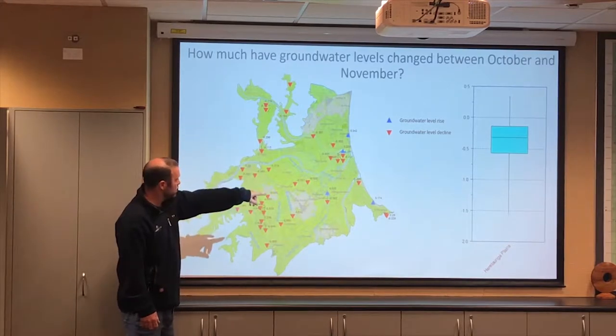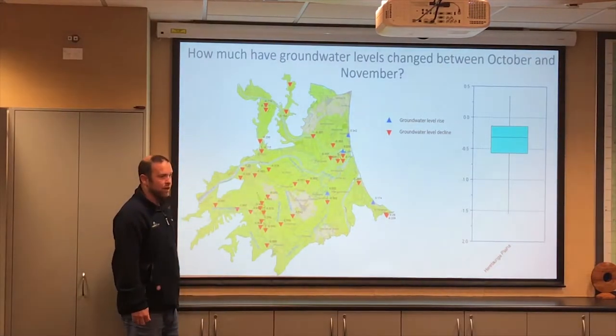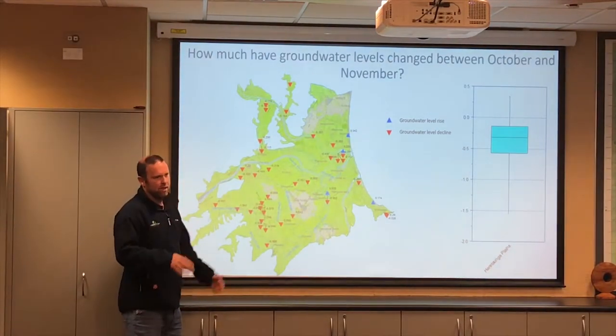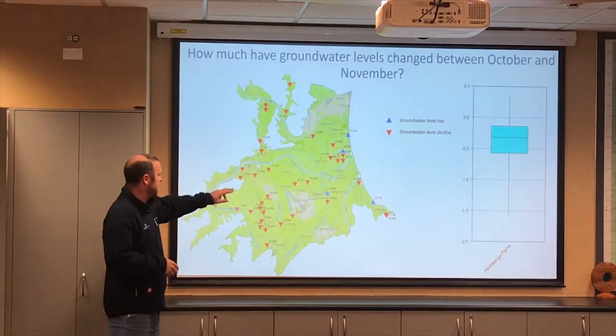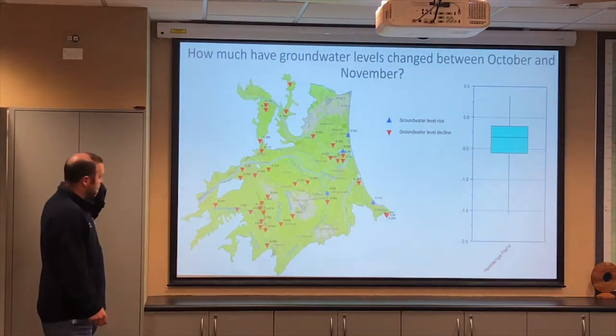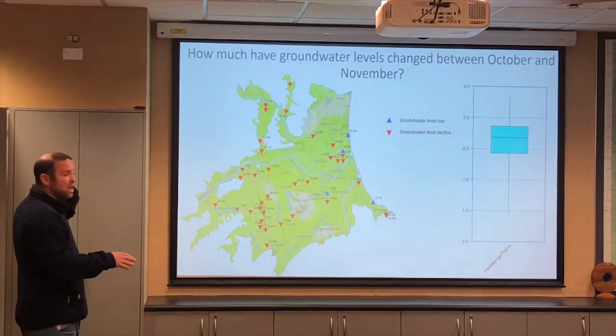The two blue ones on the side are highly influenced by tidal effects. Last month they might have been on more of the low part of the tide when measured, and this month they might be more on the high, so I'm not too surprised about those going up. This one's only 2 centimetres, so it's a pretty minor change anyway. But that gives you an idea of how much, and I expect things to go down.